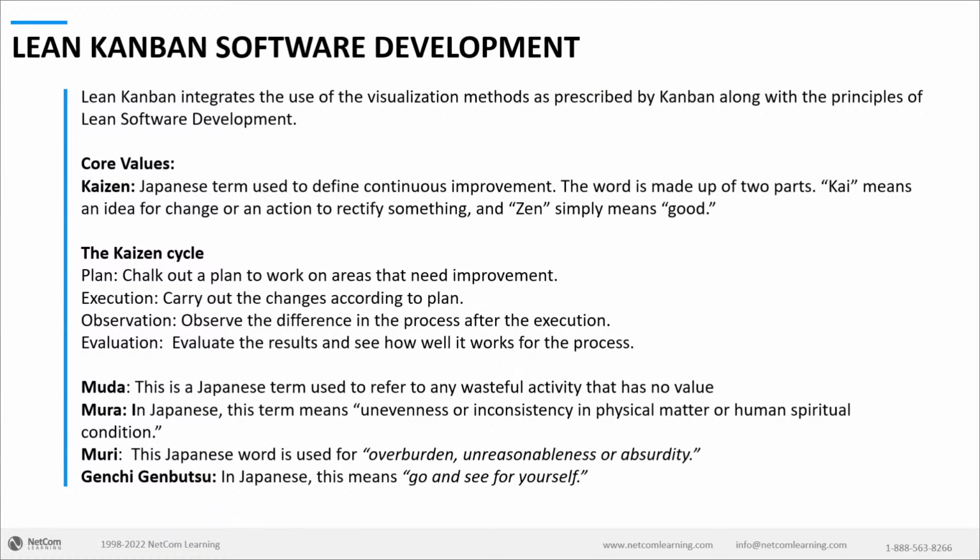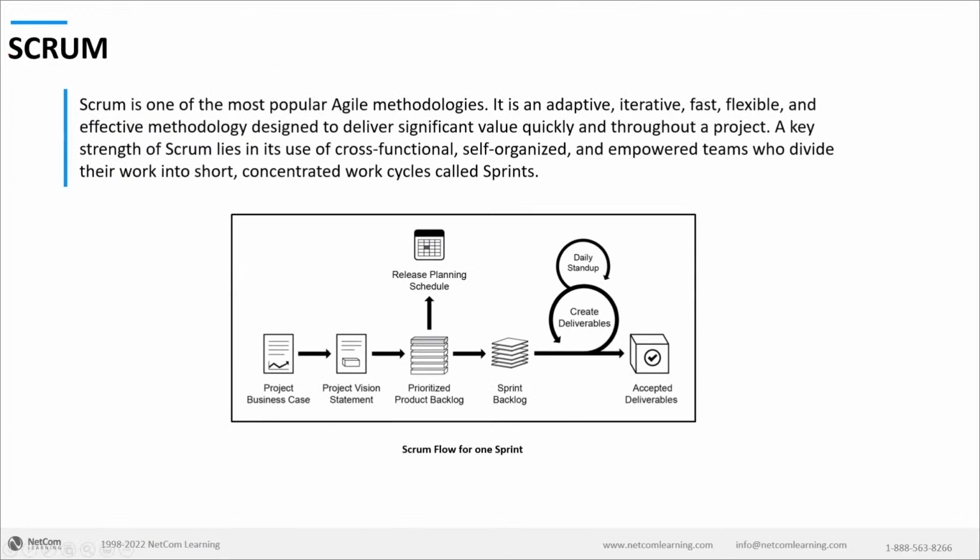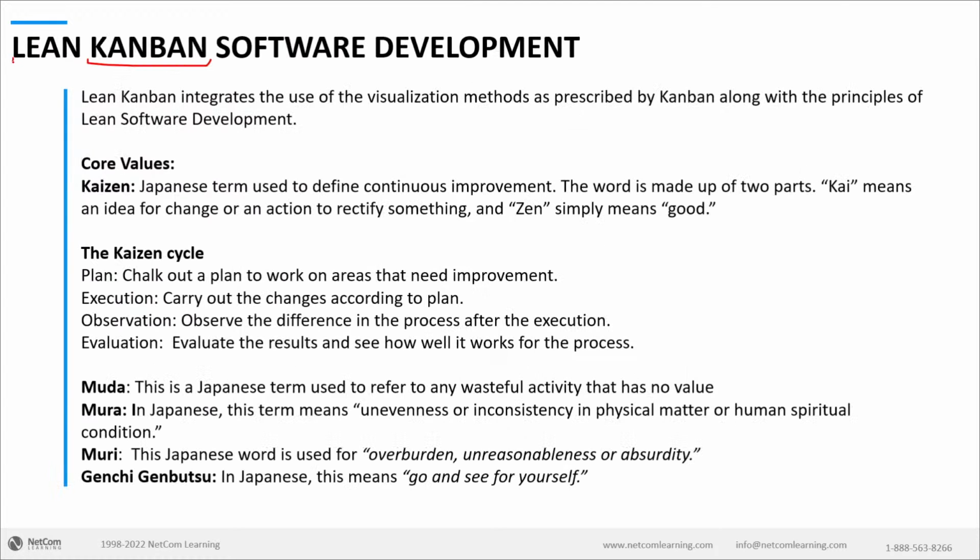First, lean Kanban software development. As the name suggests, this is a technique very commonly used in software development projects. Kanban primarily focuses on displaying the work progress. Lean primarily focuses on making the processes more effective by removing any kind of wastage.